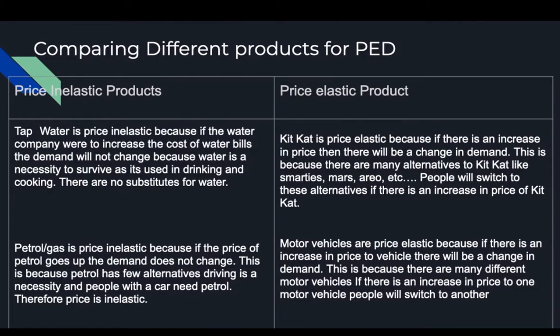The first one is Kit Kat. Kit Kat is price elastic because if there's an increase in price, then there will be a change in demand. This is because there are many alternatives to Kit Kat, like Smarties, Mars, Aero. People will switch to these alternatives if there's an increase in the price of Kit Kat. The second example is motor vehicles, and motor vehicles are price elastic because if there's an increase in price of a vehicle, there will be a change in demand. This is because there are many different motor vehicles, and if there's an increase in the price of one motor vehicle, people will switch to another.